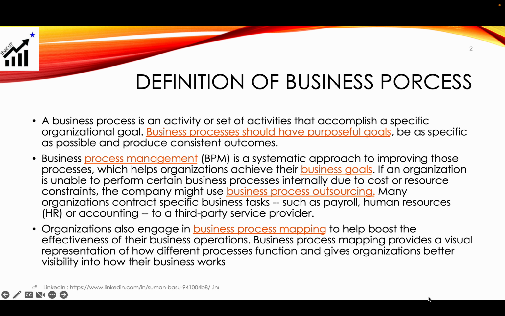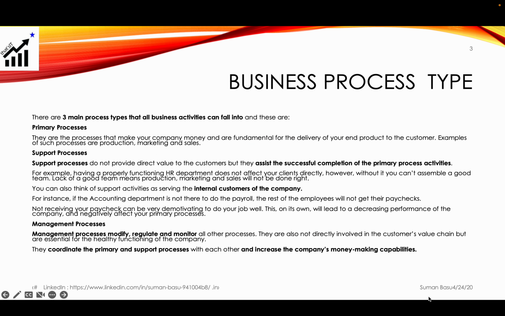Now, organizations also do a lot of business process mapping to help boost the effectiveness of their business operations. For instance, business process mapping provides a visual representation of how different processes function and gives the organization better visibility into how the business works. By itself, if you look at a business, it is very difficult to ascertain how the business is doing, because if you see only one parameter, such as finance, it may not be the full view of the business. Also, if you look at only the product, it may not give you the full view. But every business is the culmination of different processes and different functions, and the business process mapping in each function is done in such a way that we can very clearly understand what the business goals are and how they are aligned.